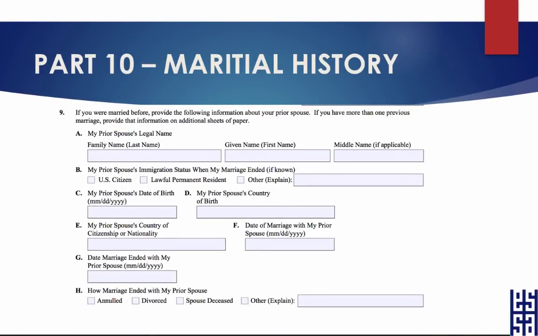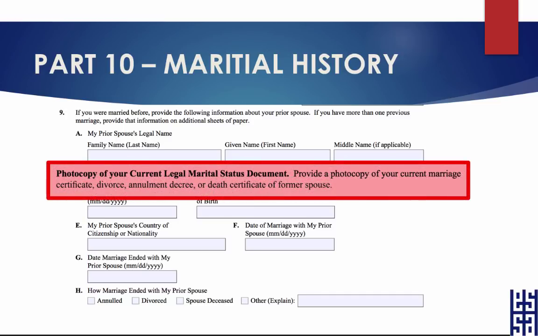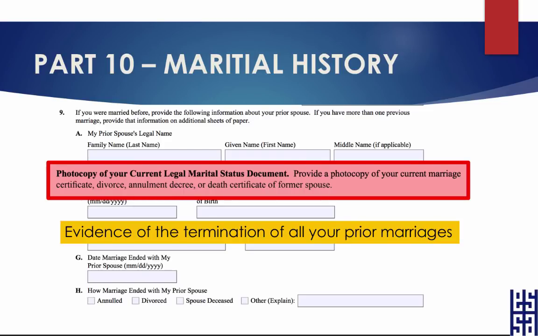Part 10, number 9, then asks about the information for your prior spouse, if any. Attach additional sheets of paper as needed. Please gather all documentation. You will need to send in a copy of your current marital status with your application. If applying based on marriage, it is also a good idea to submit evidence of termination of all prior marriages.